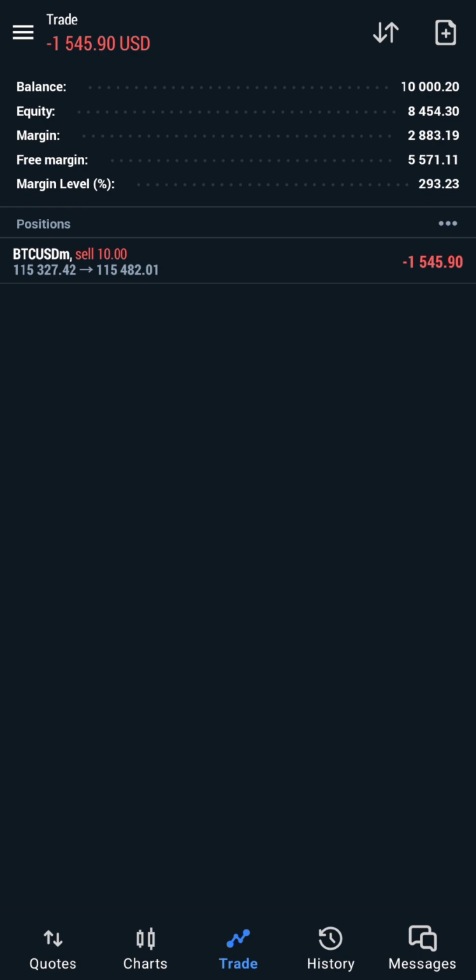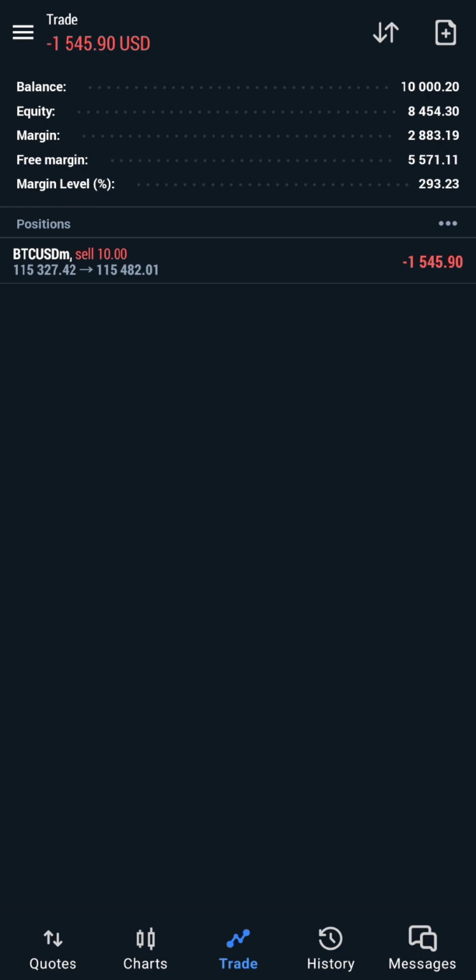Equity, on the other hand, is the merge of your balance and the current profit or loss that you make, or are currently making, on a trade. As you can see, the current drawdown on this trade is about $1,500, and if you subtract the current loss from the balance, then you will get the equity.